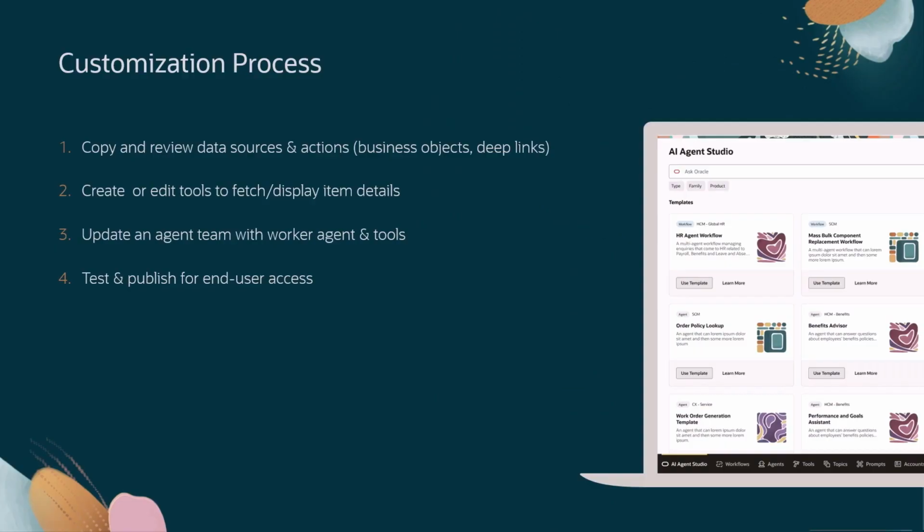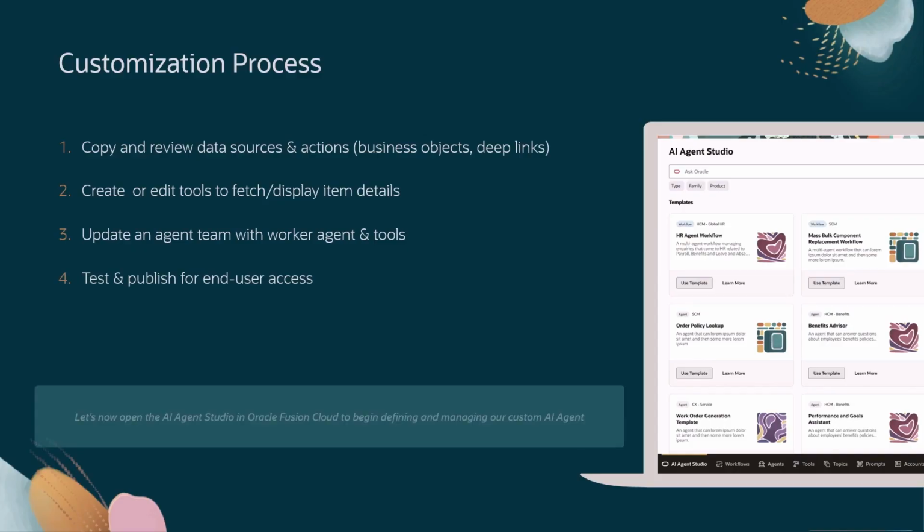To create this agent using the Seated template, you need to follow these main steps. First, you'll copy and review where the information comes from and what actions it can do. Then, you'll create tools or edit existing tools that the agent can use to find and show details. You'll put together a team for the agent, including a worker agent using the tools, and finally test the agent and then make it available for use.